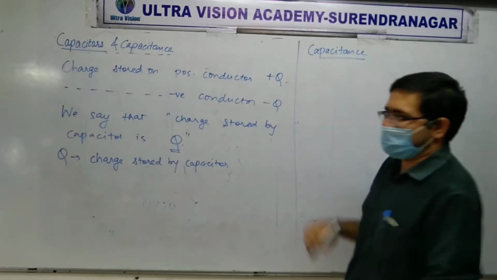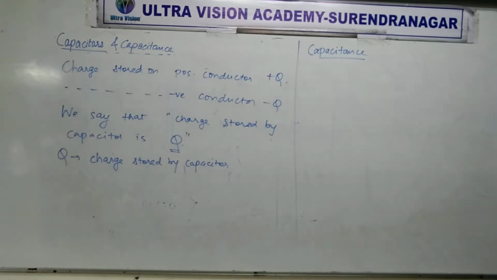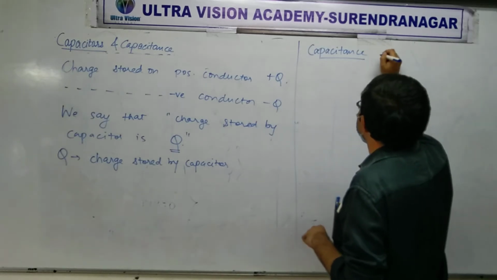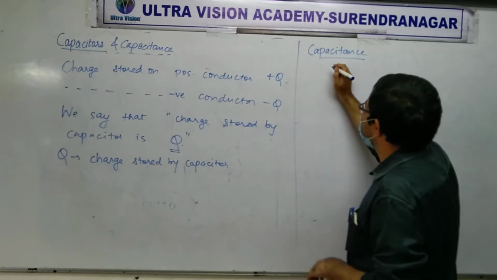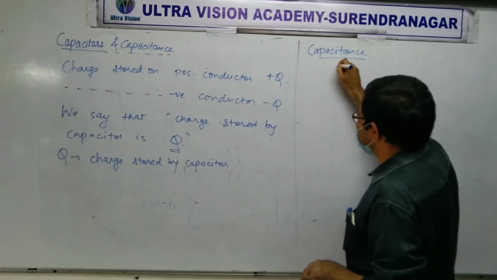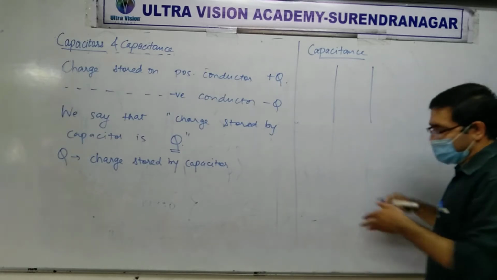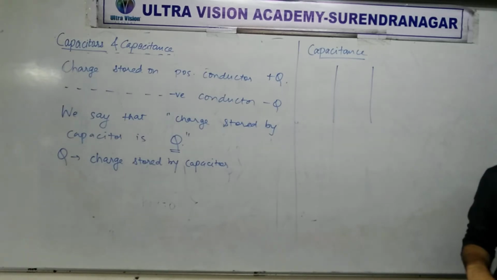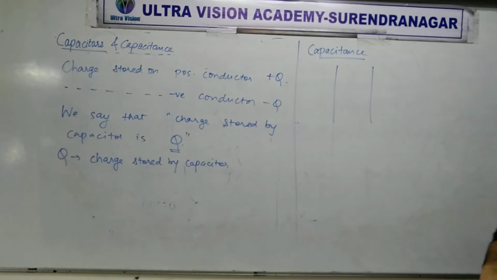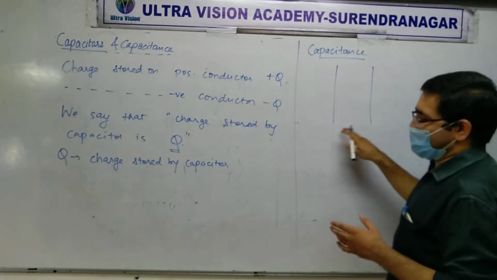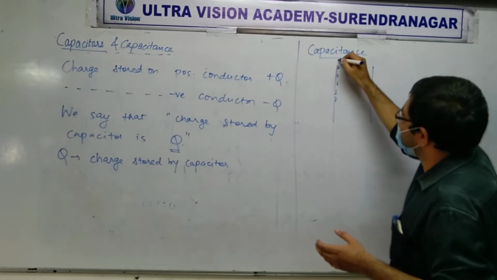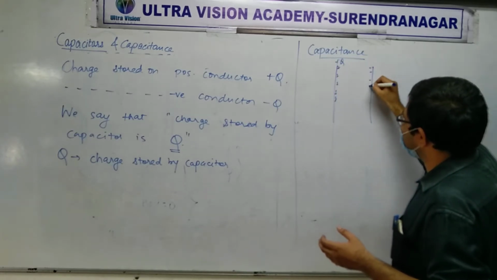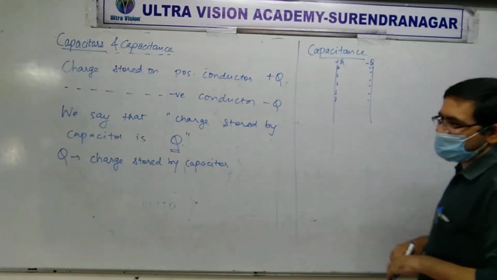Definition of capacitor. Suppose there are two conductors of any shape. Let me draw a parallel plate capacitor, since most of the time that's all we use. So these are two parallel plates, and suppose this one stores some positive charge, plus Q, and this plate has some negative charge, minus Q. Clear?